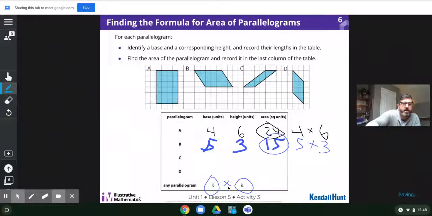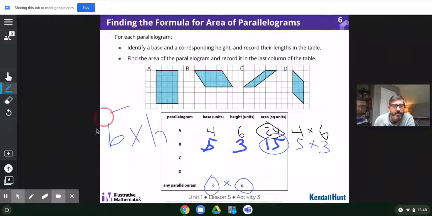So let's write that out. We've got the base times the height. So remember that base times height when we're finding the area of a parallelogram.